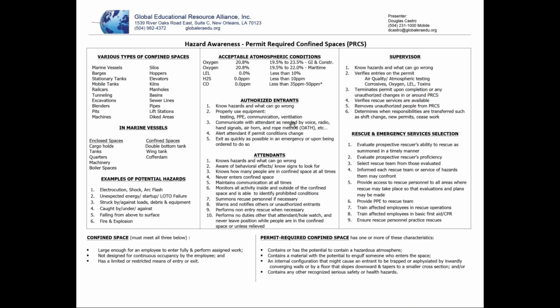This is 1910.146, and it's called the duties of the entrant, duties of the attendant, and duties of the supervisor. Okay. And then as you notice at the bottom here, folks, here is the definition. It takes these three things to be a confined space. And once it is a confined space, if it meets any of these four criteria here, it will be classified as a permit required confined space. Okay, so I'll leave that for you, and like I said, I'll be emailing that out again for everybody so you can take a good look at it.